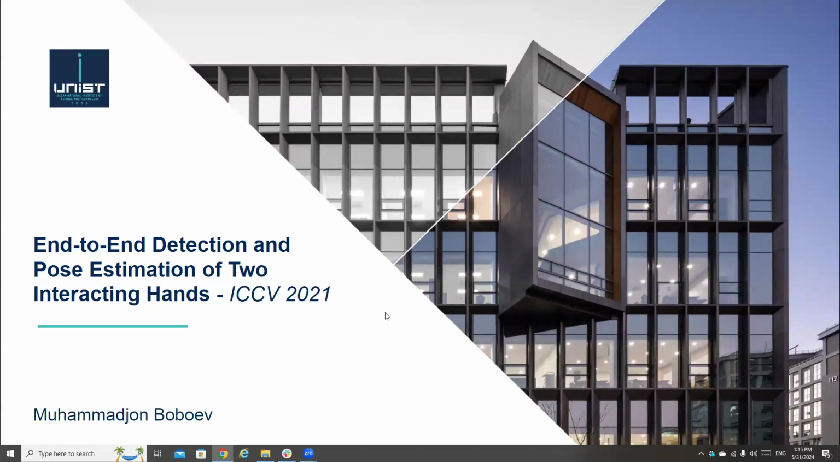Okay, good afternoon, everyone. Today I will be presenting "End-to-End Detection and Pose Estimation of Two Interacting Hands" from ICCV 2021. This is a paper of our lab mate who graduated 2 years ago.